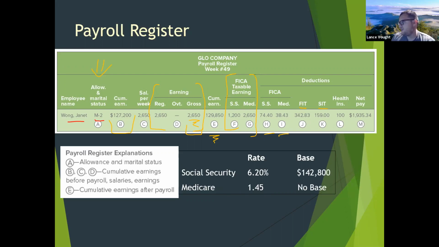So Janet Wong pays 6% in state income tax, and then she pays $342.83 in federal income tax. If you divide 342.83 over the 2,650, that means her effective federal tax rate is 12.93%, which seems pretty low for someone making that much money.